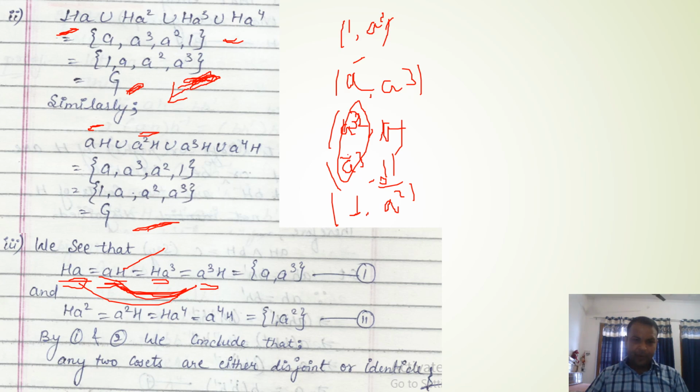are left cosets, and HA and HA cube are right cosets. So these two left cosets and two right cosets are equal, or we can say that they are identical, and their values are A and A cube. Similarly, the remaining four cosets, out of which two are left cosets and two are right cosets, are also identical, and their values are 1 comma A square.